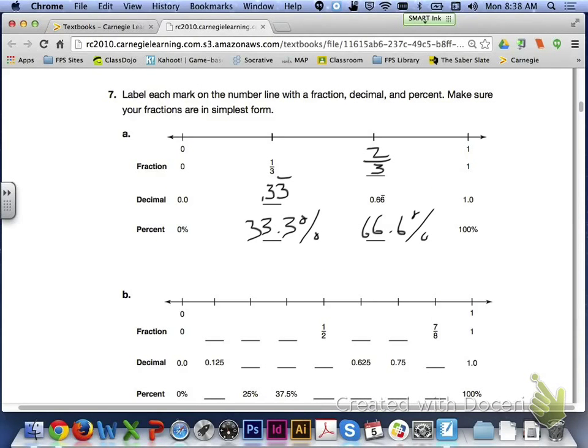If we take a look at letter A first, the first fraction that you need to fill in on the number line is 2/3. The decimal form of the fraction 1/3 would be 0.33 repeating, and the percents that you need to fill in, 0.33 or 1/3 would be 33.3%, and 2/3 or 66 hundredths would be 66.6%.